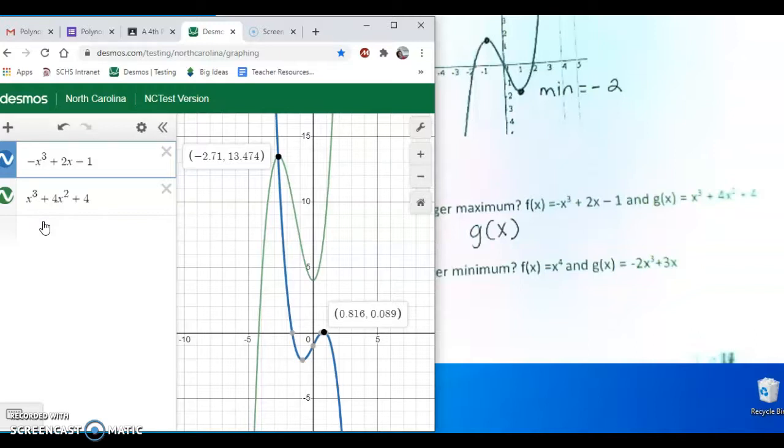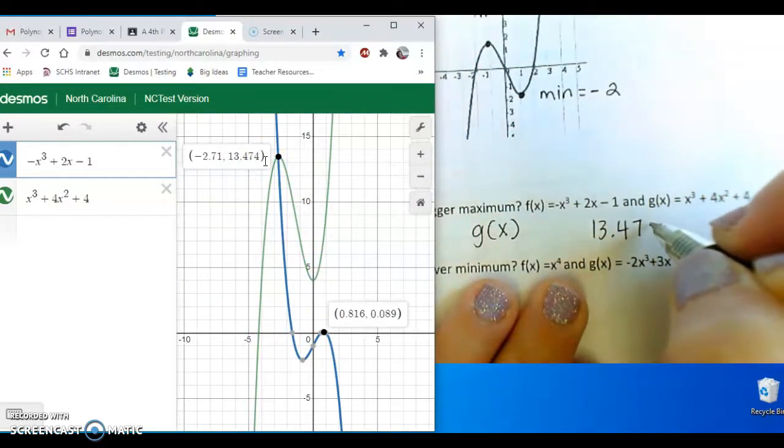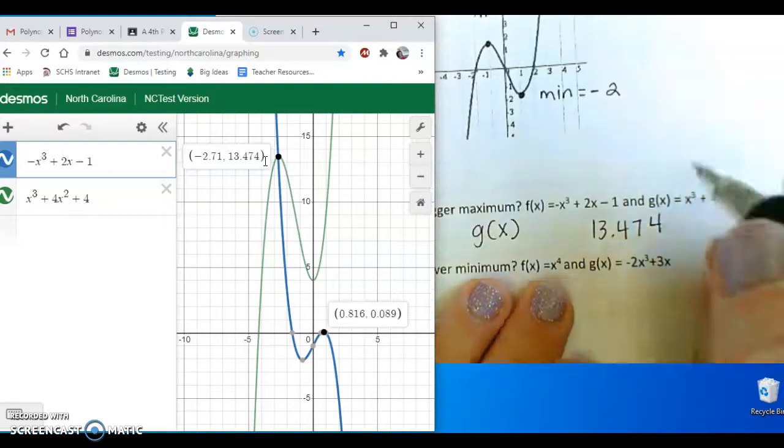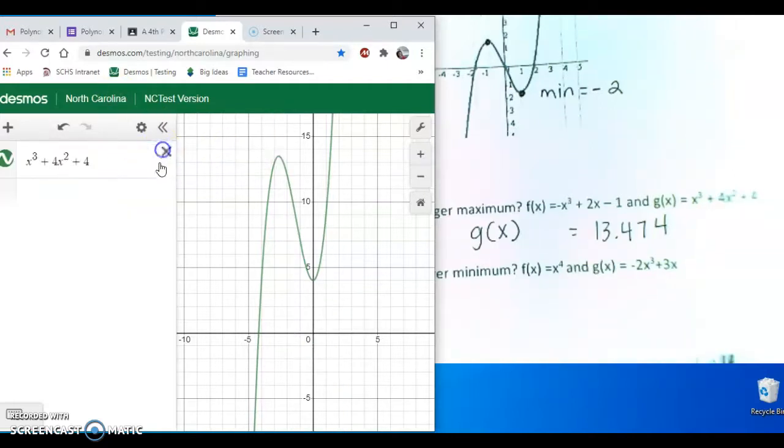To figure out what it actually is, if it said, what is the biggest maximum? Then you just write down the y value. So the y value that's the biggest is 13.747, or 474. If it says what's the actual maximum, it's always the y value. You never look at the x value. Okay? Alright, let's look at the last one.